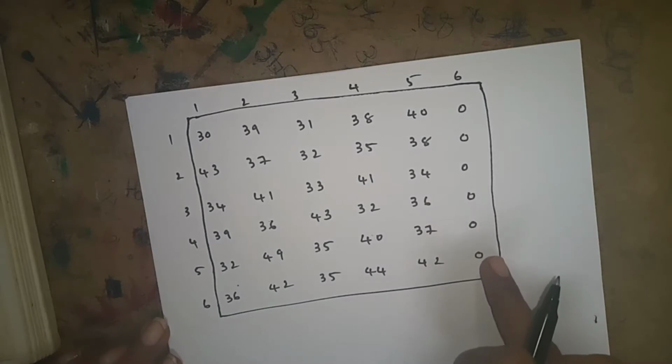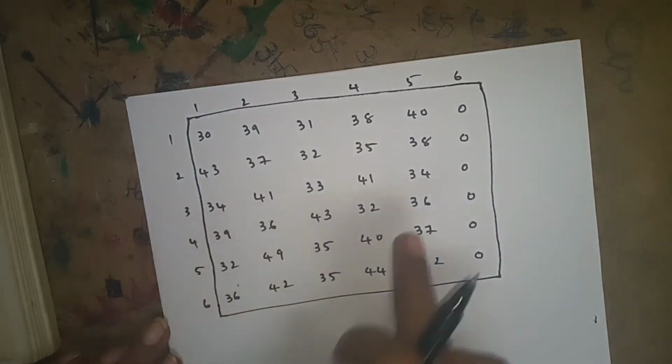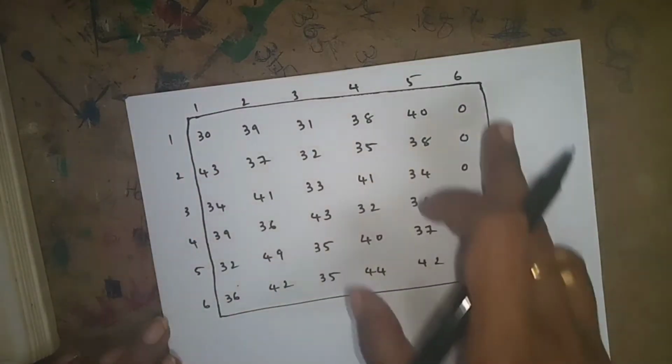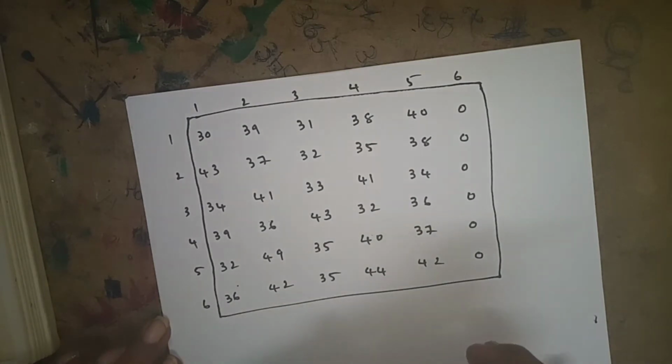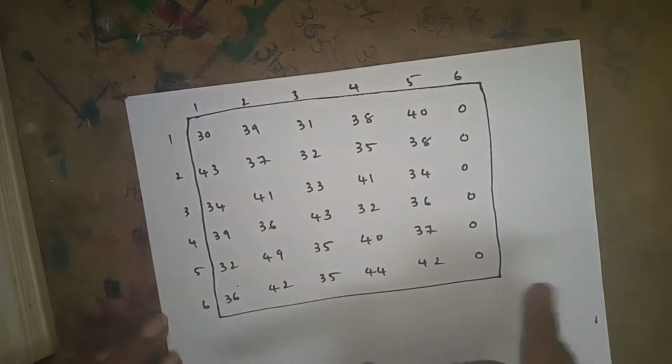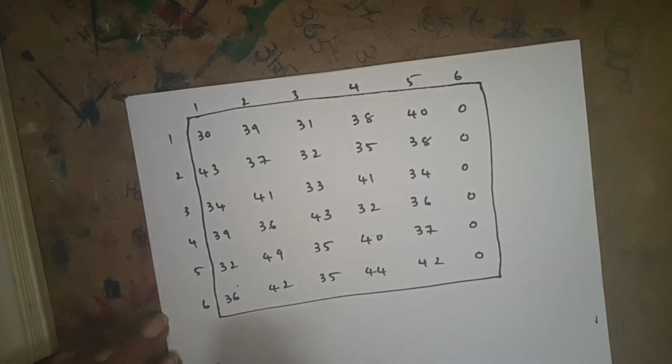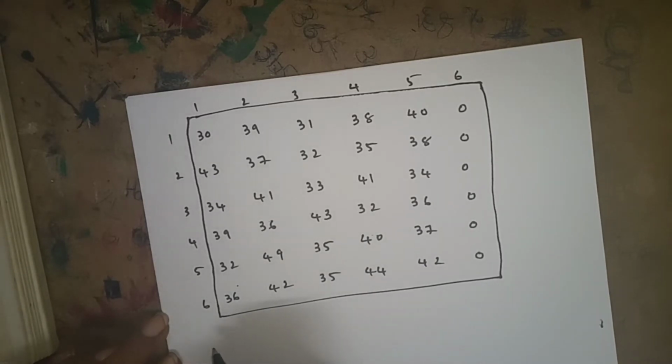I added one dummy column. Therefore, the number of rows is equal to 6 and the number of columns is equal to 6. This became a balanced assignment problem. Now, from here, I will tell you the steps to solve the problem using the Hungarian method.